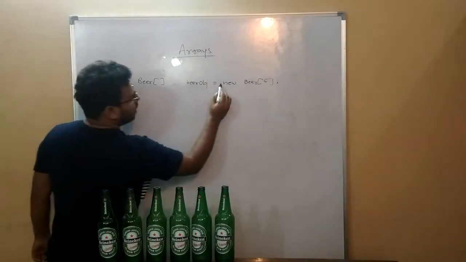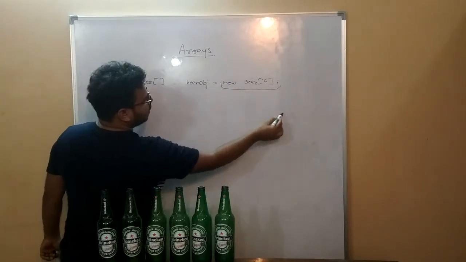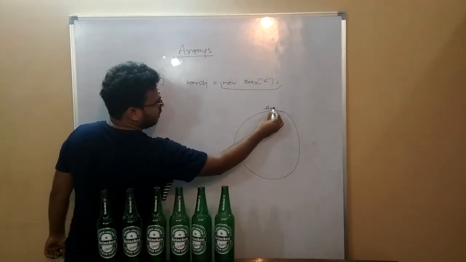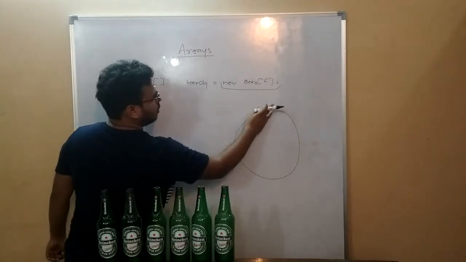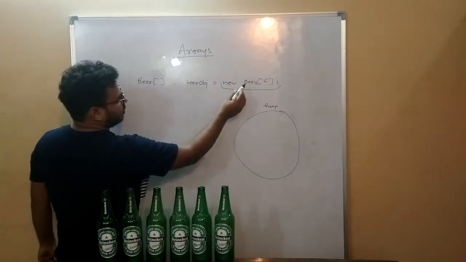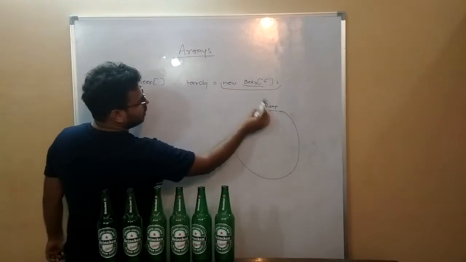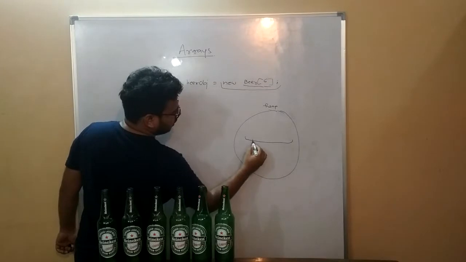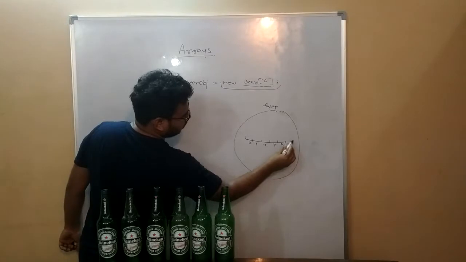Okay, the same thing applies here also. Whenever we encounter a new keyword, it means that we are going to have an object created in the heap area. And this time the size of the array is 6. So here we are going to have size of 6, 0 1 2 3 4 5.